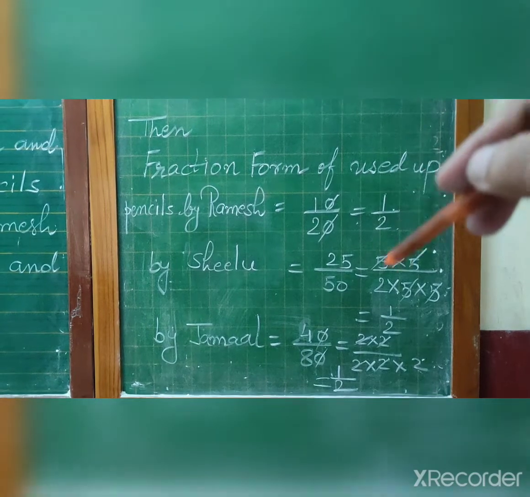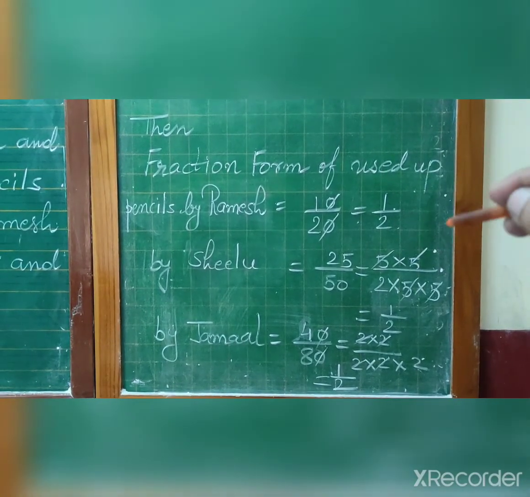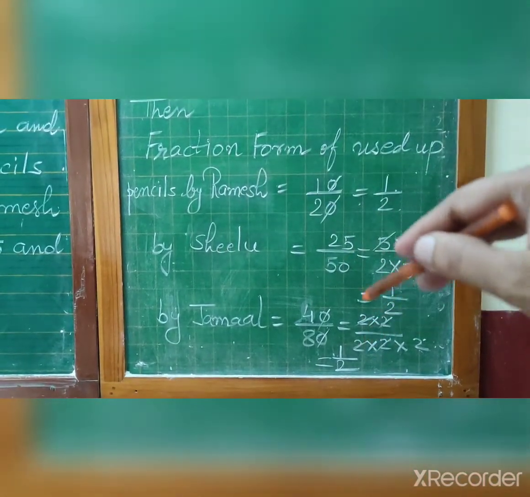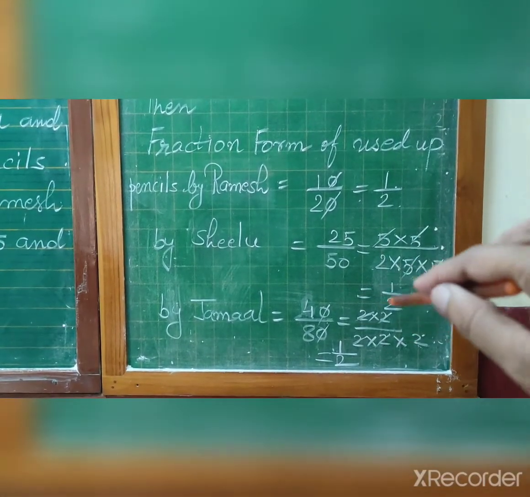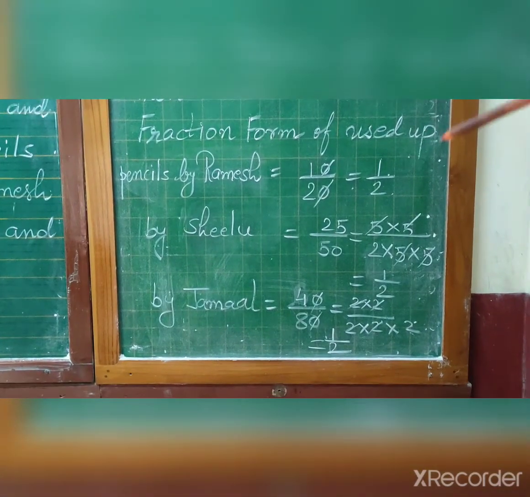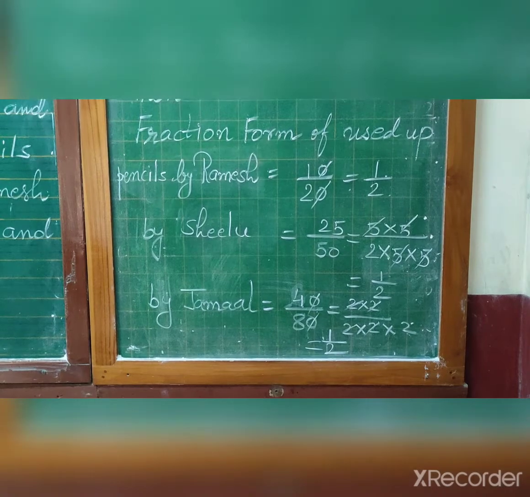By Sheelu, 25 upon 50. So 5 into 5, 2 into 5 into 5. This 5 cancels by this 5. So 1 upon 2. By Jamal, 40 upon 80. Cancel, 0 cancels by 0. 4 ones are 4, 4 twos are 8, or 2 into 2, 2 into 2 into 2. So 1 by 2. So you can see all are equal fractions. So they have used equal fractions.